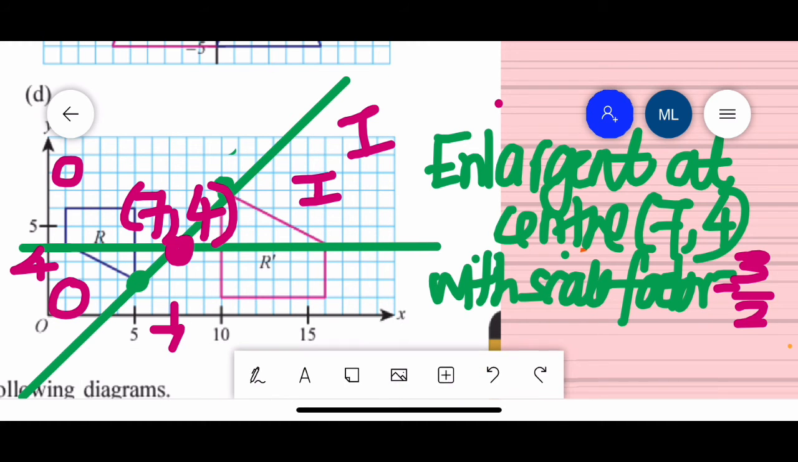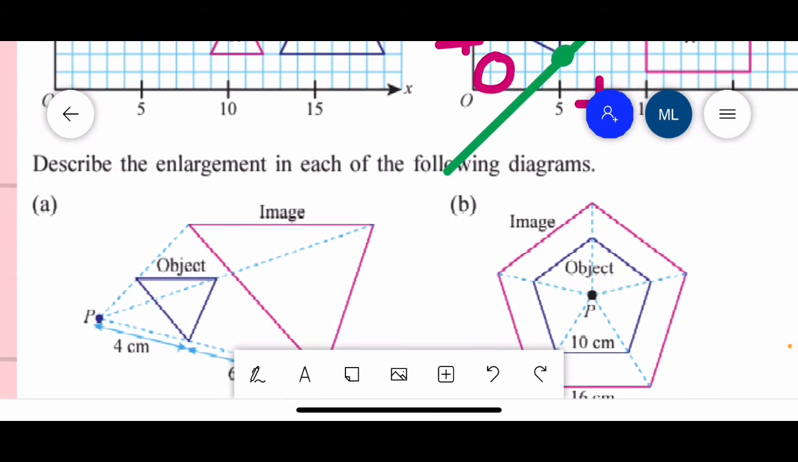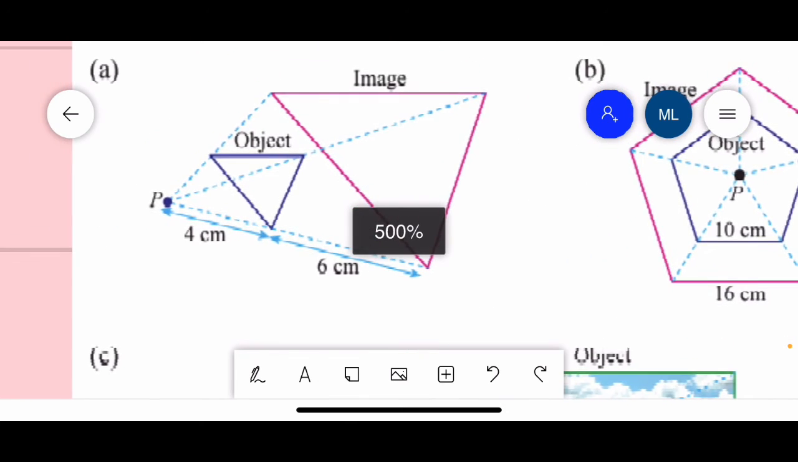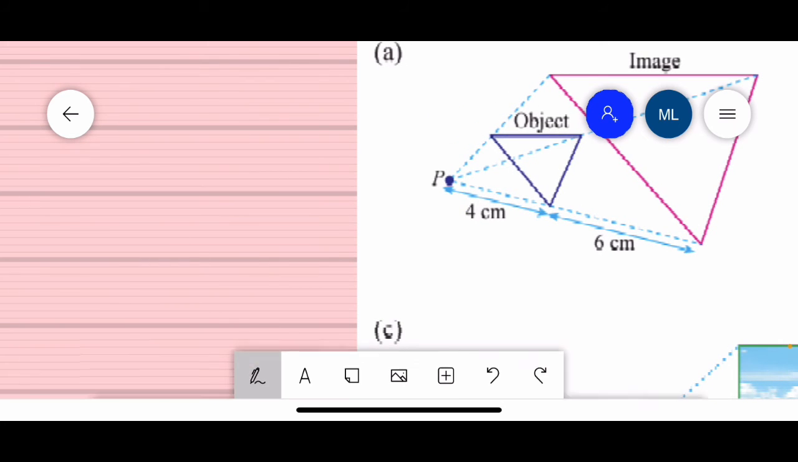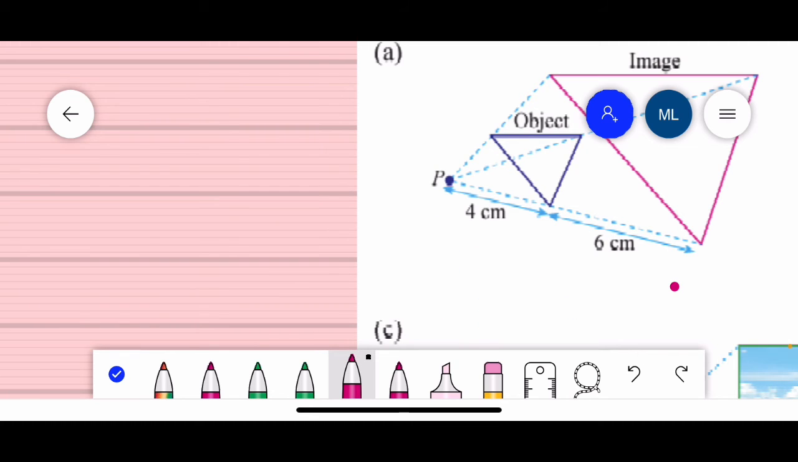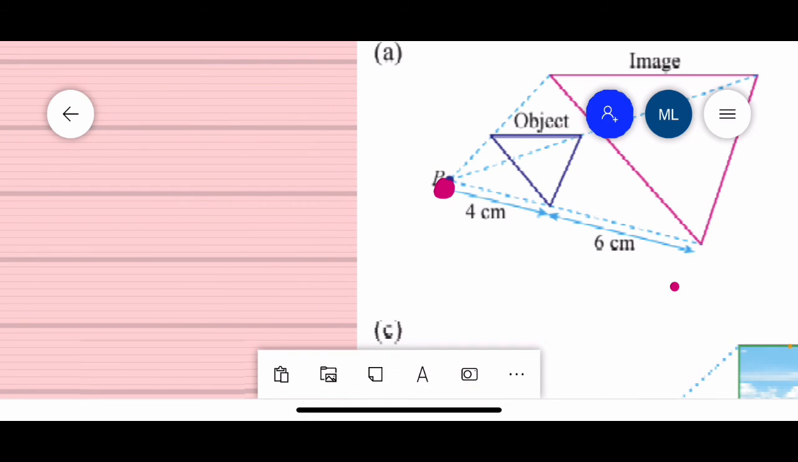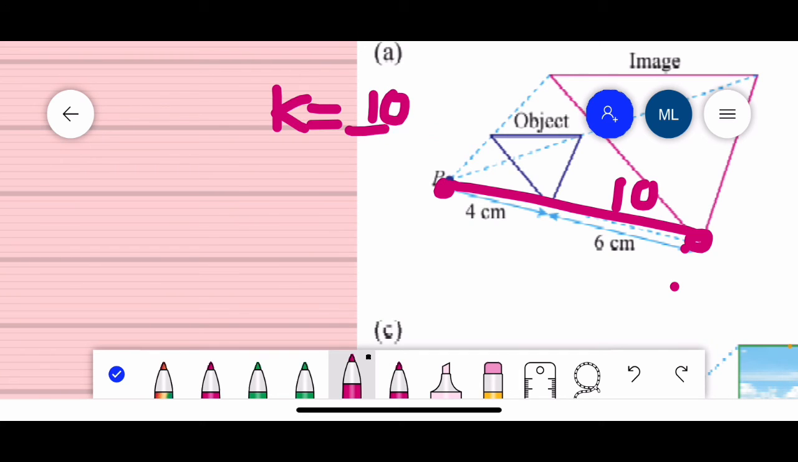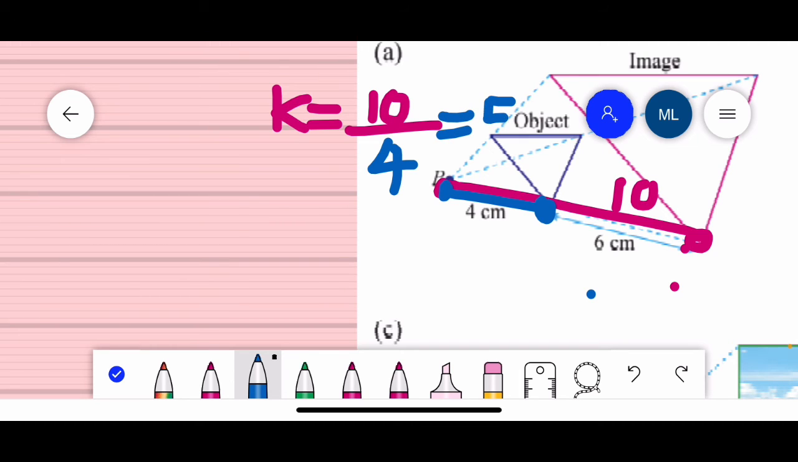Okay, now let's proceed to the next question. For this one, describe the enlargement in each of the following diagrams. In order to describe, we need 3 important points, right? One of them is we need to measure the length from the center of enlargement to the image, which is 10. Then let's find the length from the center to the object. If you see, you measure from here to here, which is 4, right? So it's actually 5/2 or 2.5.